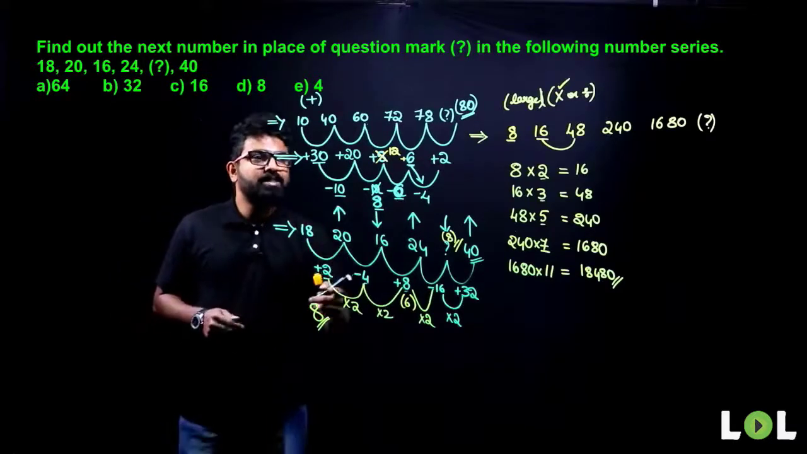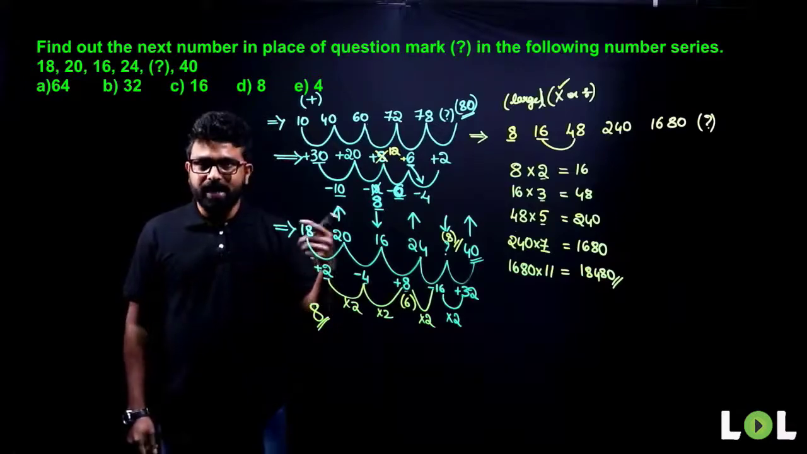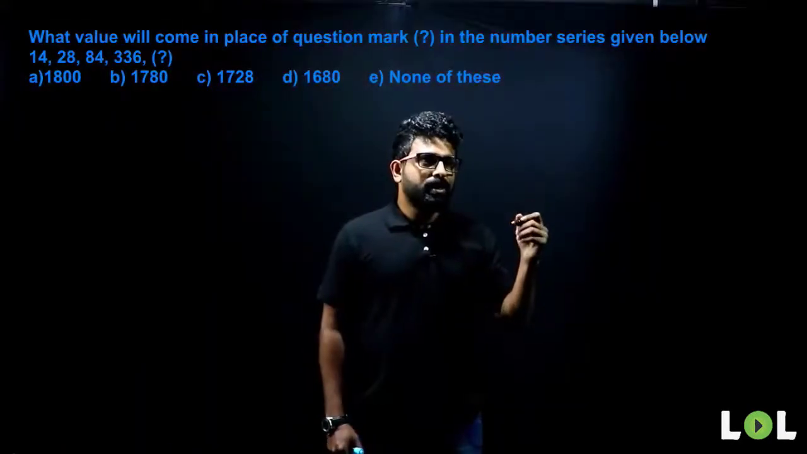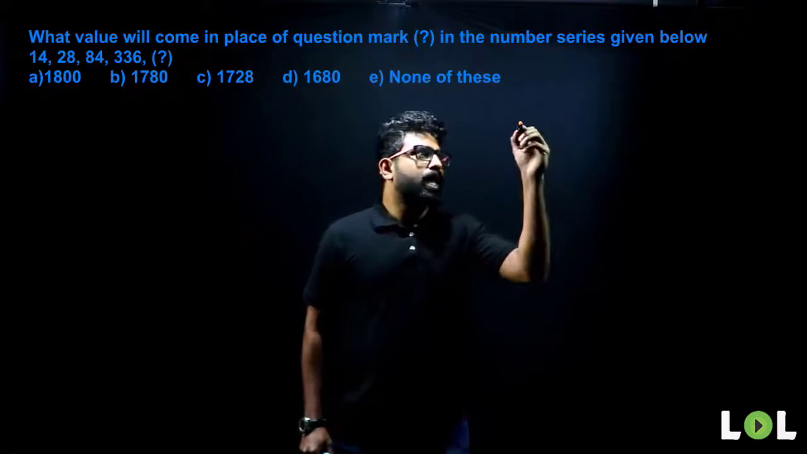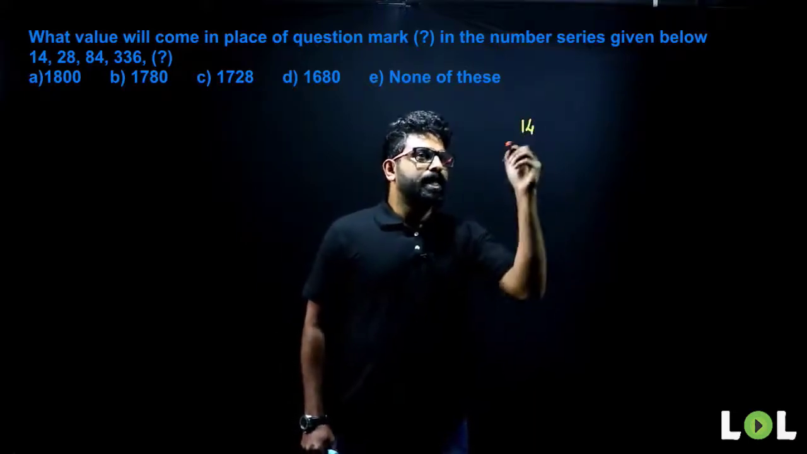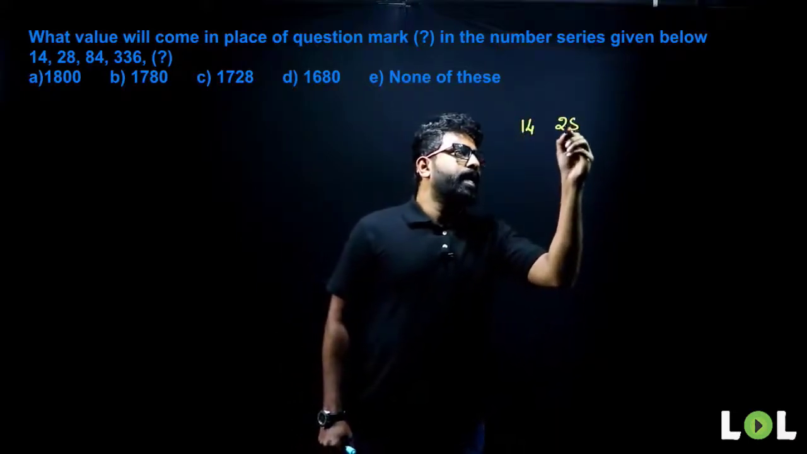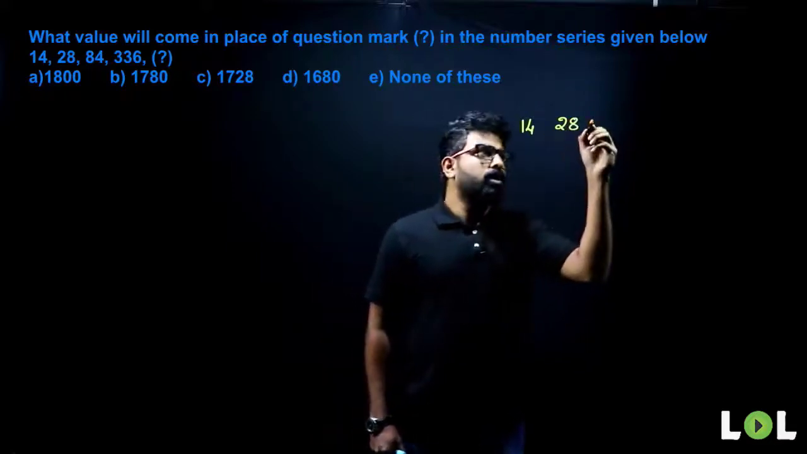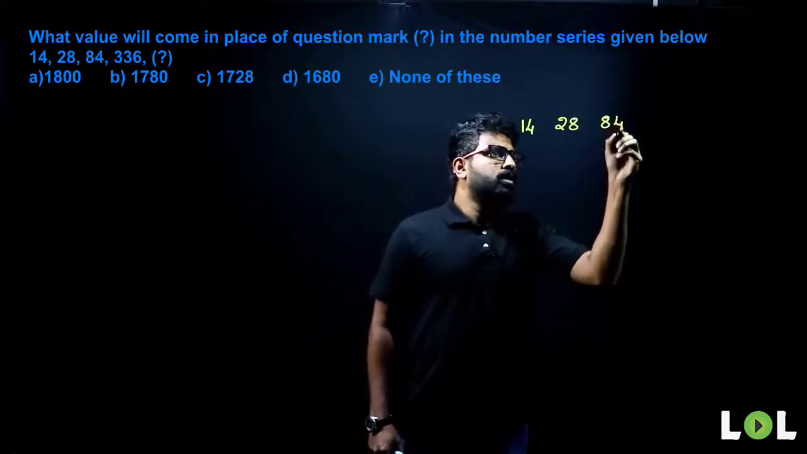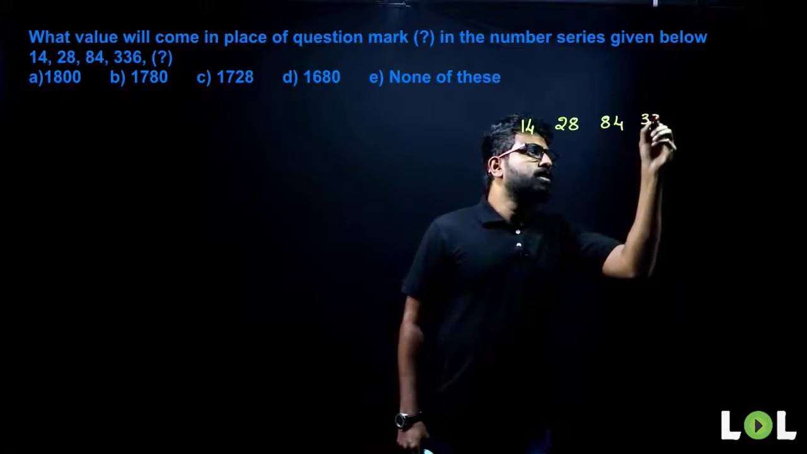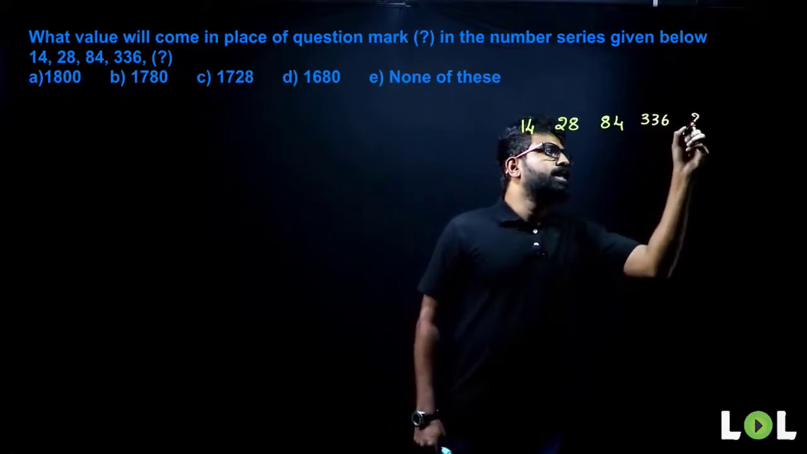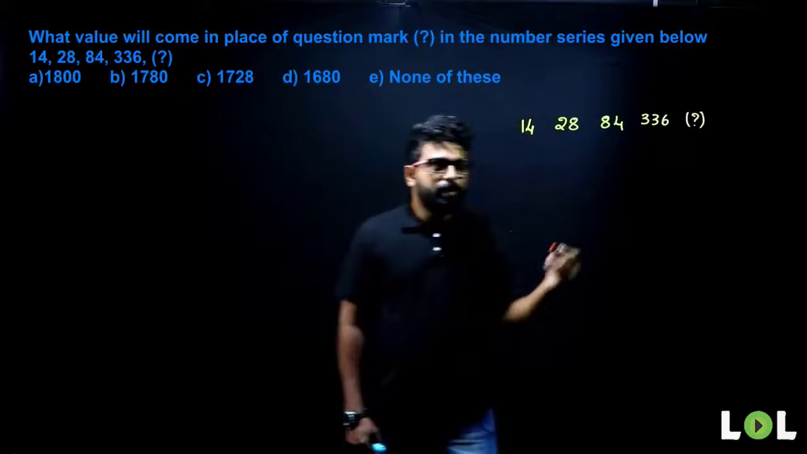So quickly copy this down. After you copy this, we'll start with our next question. So what does our question tell us? The question here is as follows. The series is 14, 28, 84, 336 and my missing term. A very simple question here.